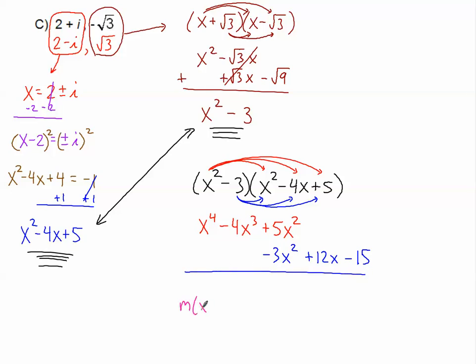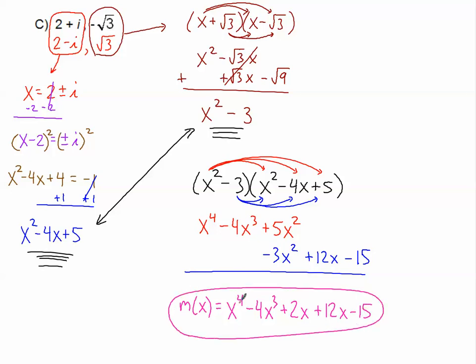Call this one m of x again. And we got x to the 4th, negative 4x cubed. This adds up to 2x squared. And then I've got the rest, 12x and minus 15. And that's a nice long problem, and we ended up with a quartic. 4 answers. 2 of them were imaginary. 2 of them were irrational, and they both occurred as conjugates.